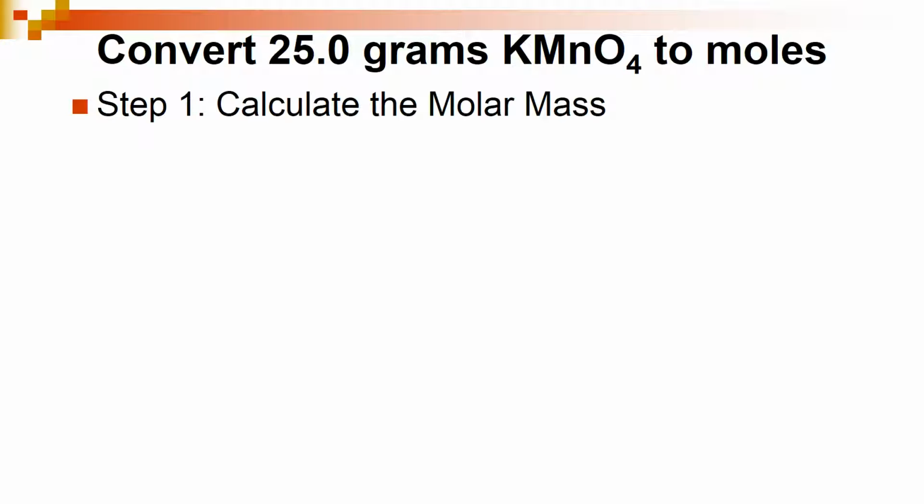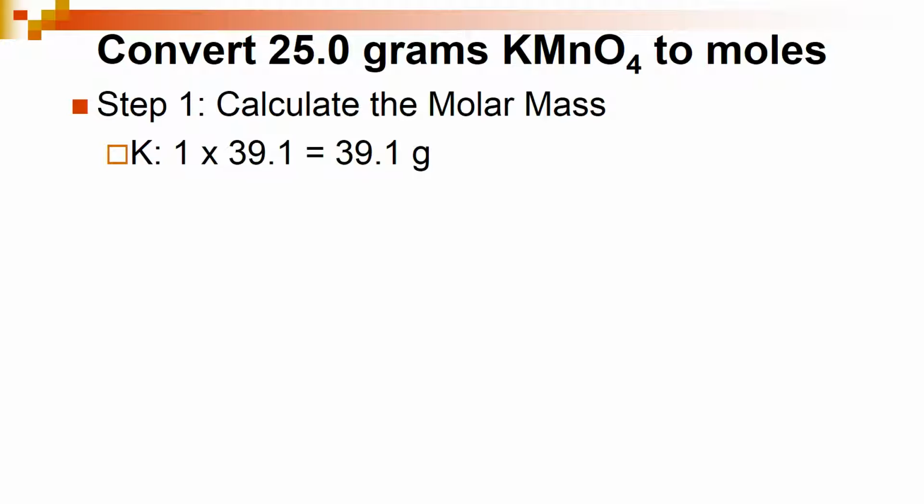Let's first talk about how we can convert grams of a compound to moles of a compound. An example problem might read as follows. Convert 25.0 grams of potassium permanganate to moles. The first step is always to calculate the molar mass. So if we have potassium permanganate, let's figure out our molar mass.